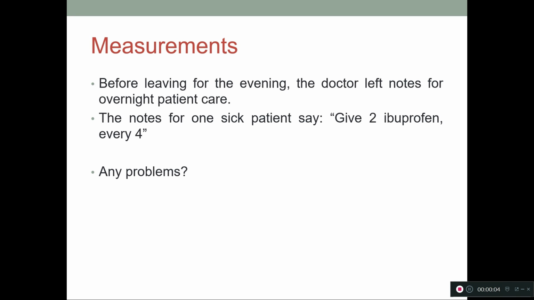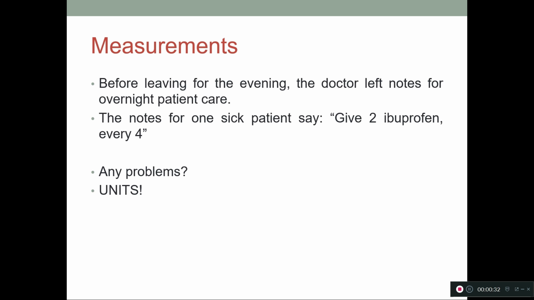So let's say that you are working at a hospital, and before leaving for the evening, the doctor leaves a note that says, give 2 ibuprofen every 4. Are there any problems with this kind of note? The answer that you should say is that this note is missing units.